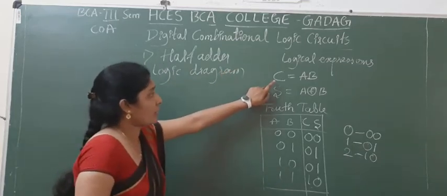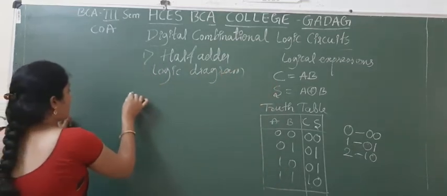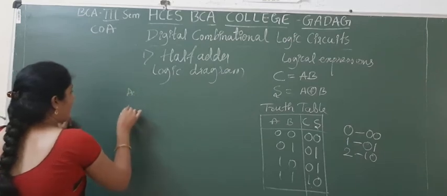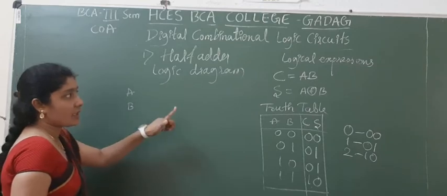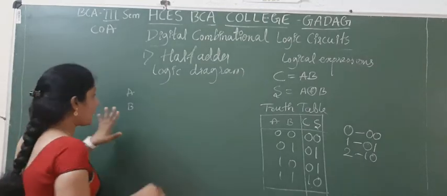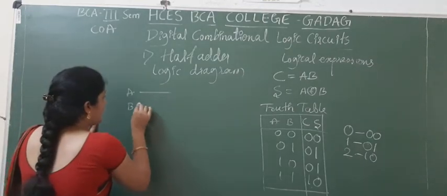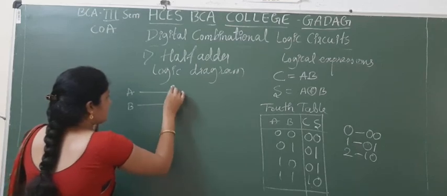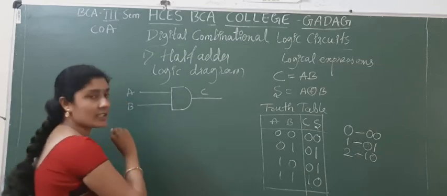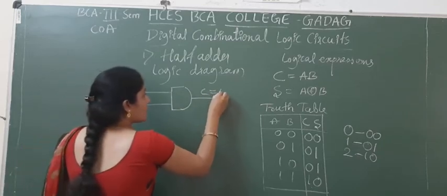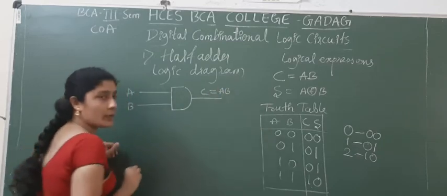See how to draw the logic diagram. Let us take A and B as inputs. The carry output is nothing but A into B, which is nothing but AND gate. So we shall take AND gate here. So this is nothing but the output carry, which is equal to A into B.